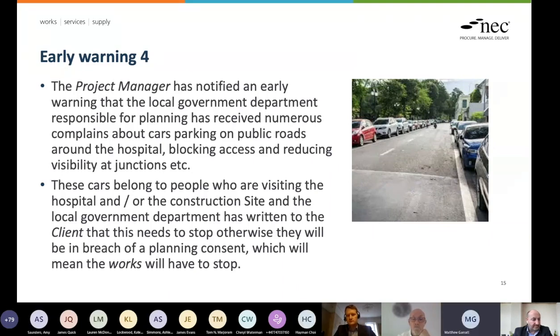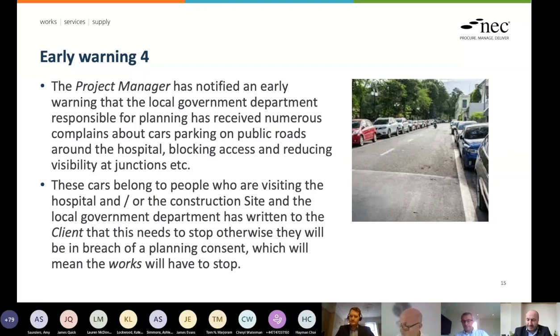Hang on a minute. It's not just the contractors. There's hospital staff and visitors parking down this road. But we told you there was a need for alternative parking. We told you this a number of times, when the unofficial car park on the site would be closed. It was obvious this was going to happen. So if work is stopped, I'm sorry, it's not our fault. It will be a compensation event. That's that. Well, hang on a minute.